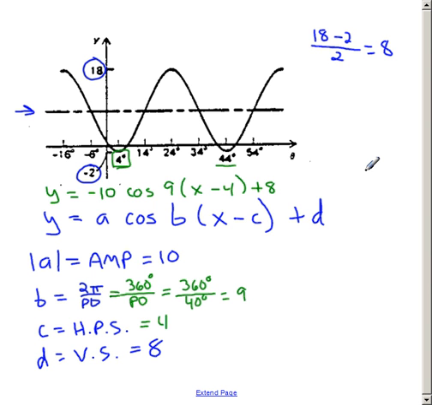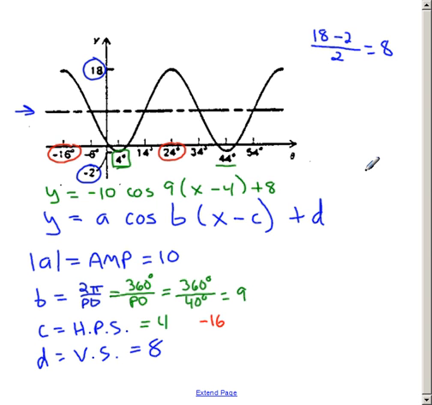I'm going to also show you what we would have if we had gone from a maximum to a maximum and what would change here. If I start here at -16 degrees and go to 24 degrees, that's from one maximum to the next maximum. What's going to change in our equation? Our C is no longer 4. Our C is now negative 16. So our horizontal phase shift is now -16. Our D doesn't change. Our baseline's still 8. Our amplitude is still 10. To go from negative 16 to 24 is 40 degrees, so B is still 9.